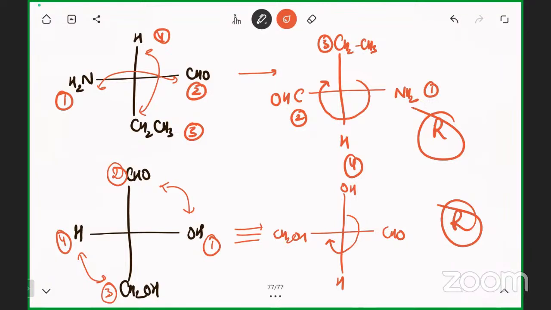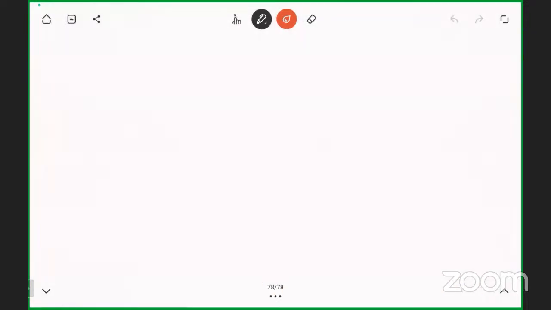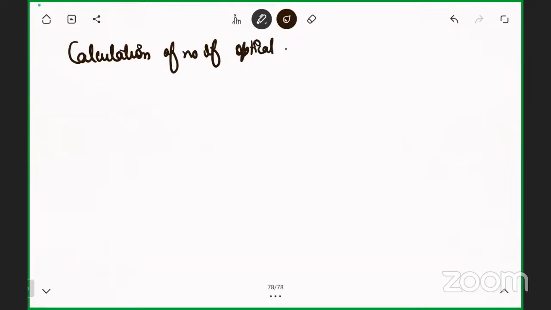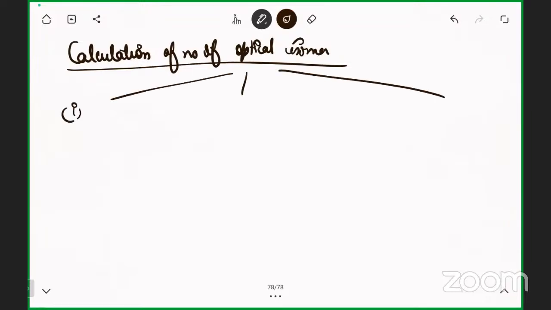Yes, sir. Okay. Next thing is, just give me 1 minute, okay? Next one is the calculation of the number of optical isomers. So we have 3 conditions here. First condition, when the molecule is unsymmetrical.